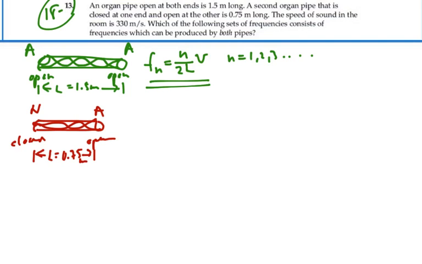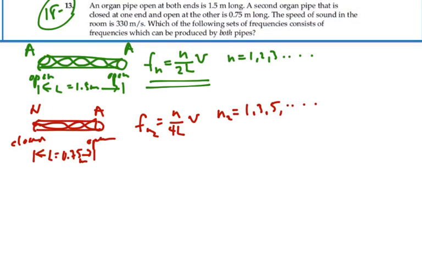Now in this case, our fundamental is just going to be a quarter wavelength, and in fact, our harmonics are going to be equal to n over 4L times the velocity of waves. In this case, our n's, let's call them n2, are going to be odd integers. So only the odd harmonics are going to survive. So these are the possible resonant frequencies that we can have in these two tubes.